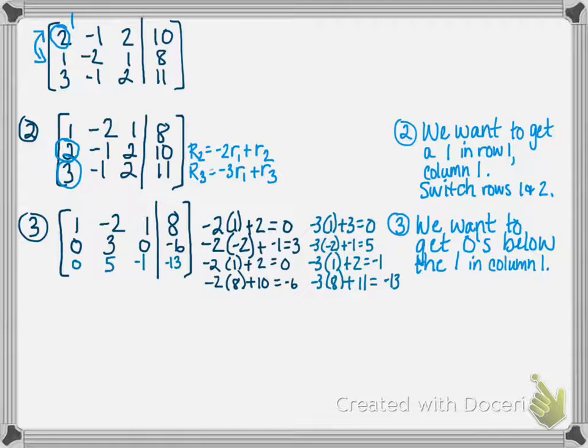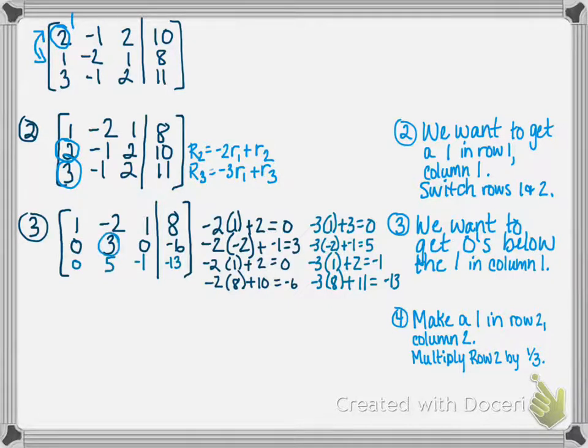So I have a 1 in the first row, first column, and then zeros underneath that 1. Now I want to make a 1 in row 2, column 2. And I can do that by multiplying row 2 by 1/3. This 3 will be turned into a 1 by multiplying the entire row by 1/3. So my first row stays the same because I'm not changing that. So 1, -2, 1, 8. For my new row 2, I'm multiplying all the elements by 1/3.